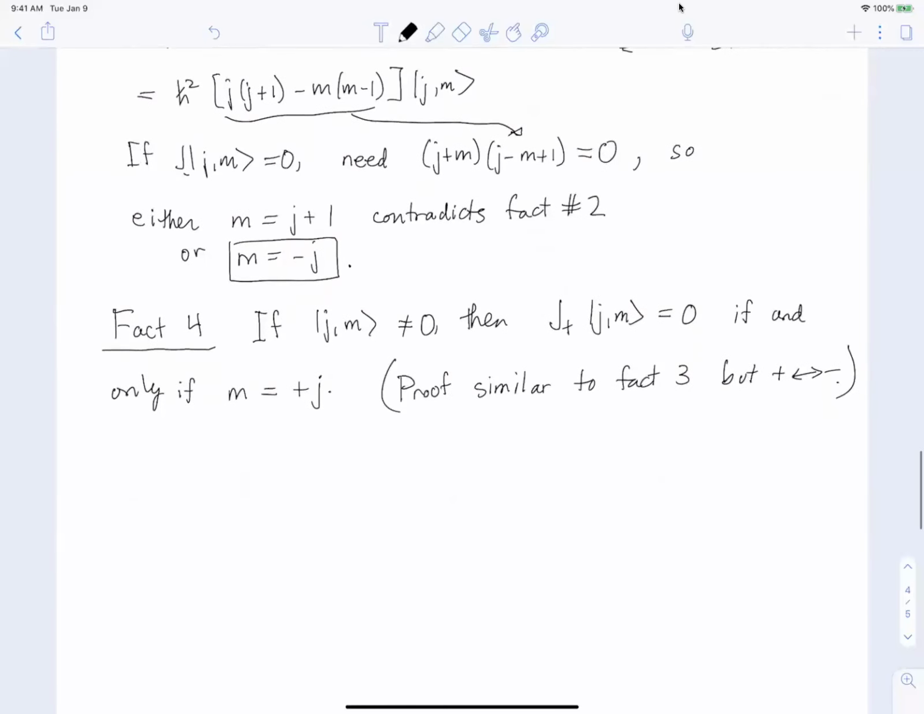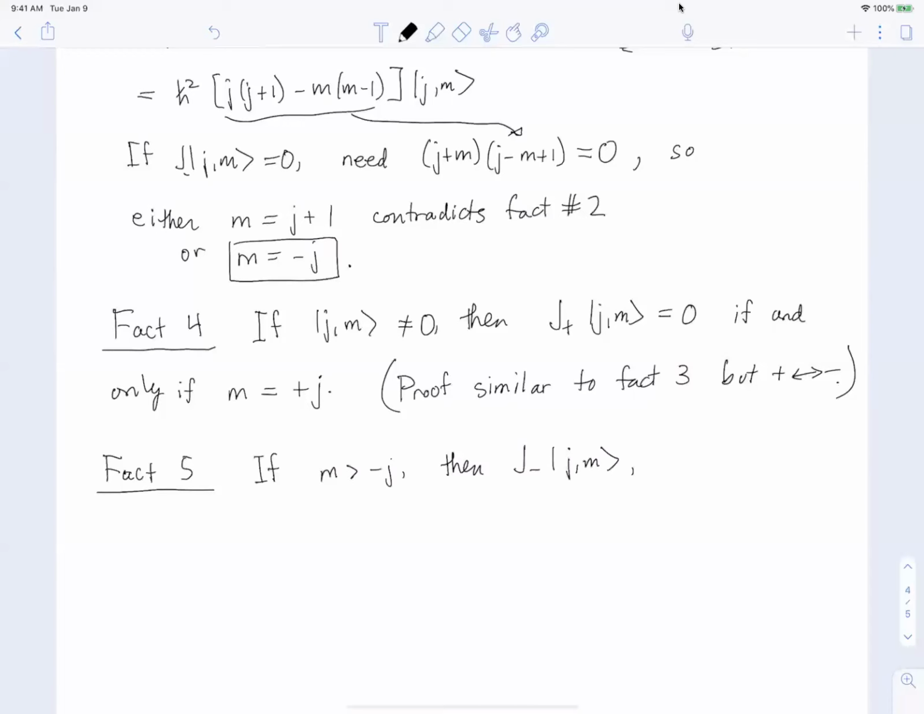All right, so now on to what we're going to call fact 5. Fact 5 says, okay, what if m is not equal to minus j? We already proved that m had to be between minus j and j. And so if it's not minus j, that means it's greater than minus j. And consider the state j minus acting on that state, jm.